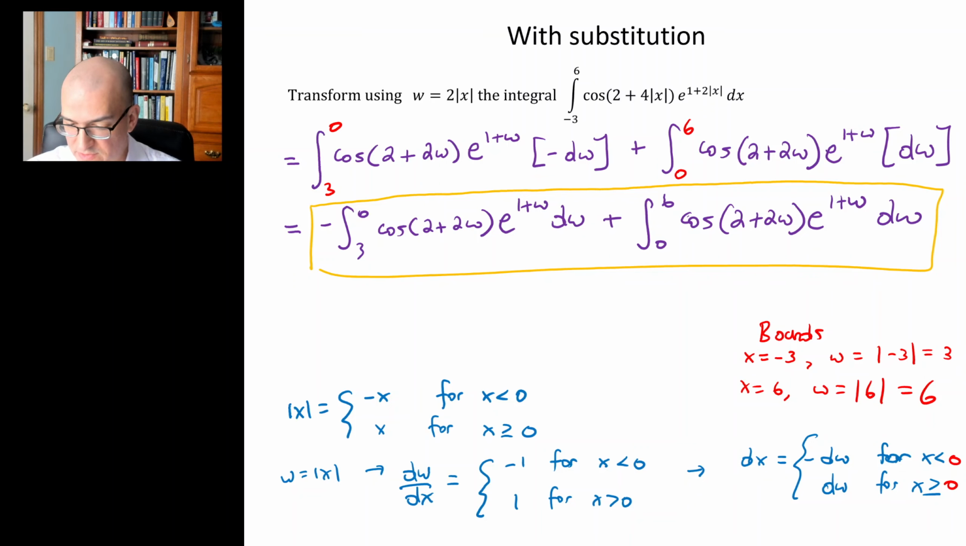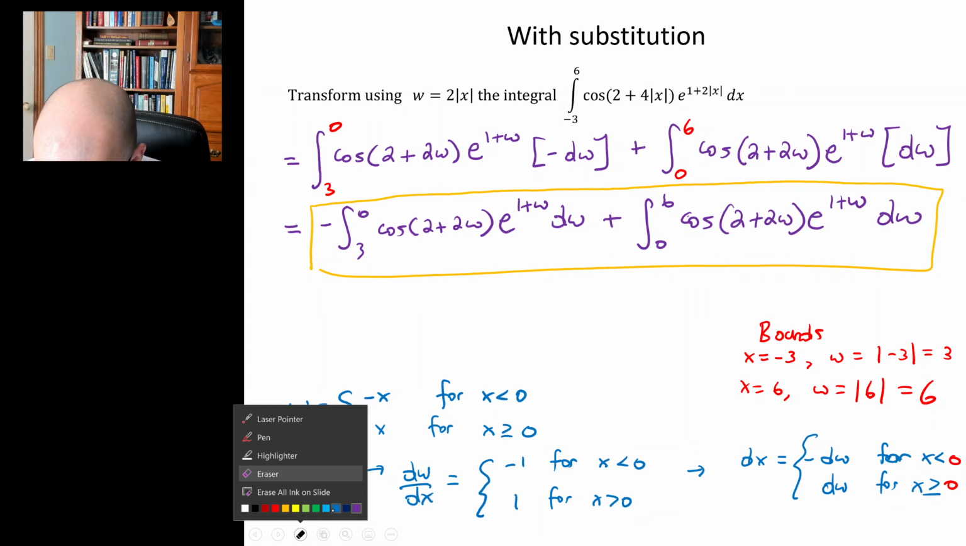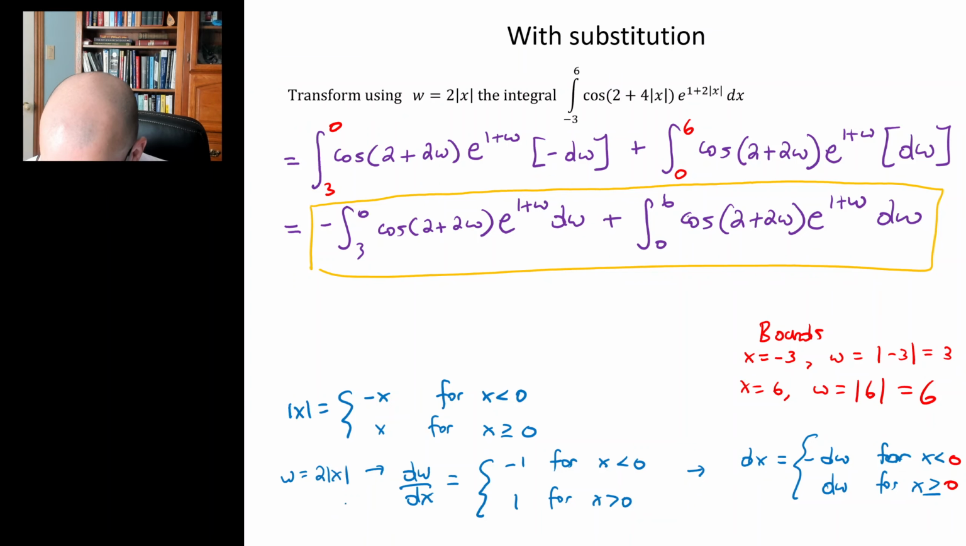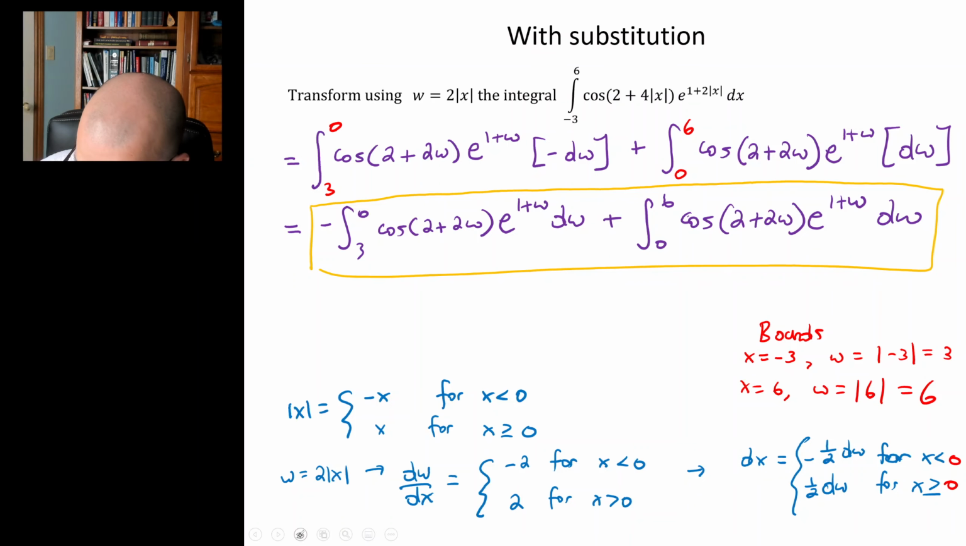Oh, and I screwed something up. What I screwed up is that w is not absolute value of x, it's 2 absolute value of x. So, gotta go back. See, if we had a physical class, someone would have yelled at me. So it's -2 and +2. So when I rearrange them, you get -1/2 dw and +1/2 dw in the other region. So I gotta tack those on.